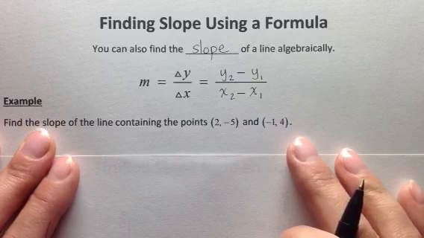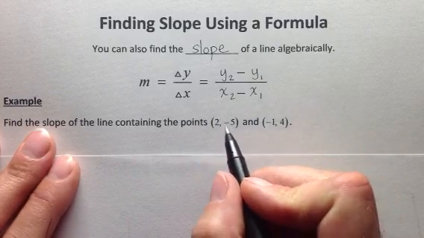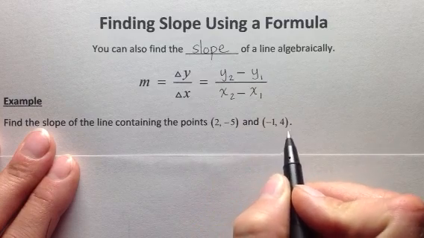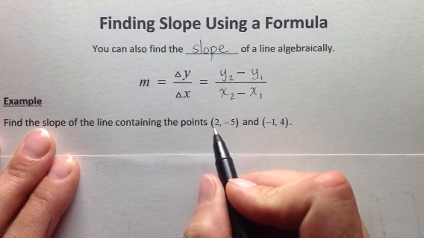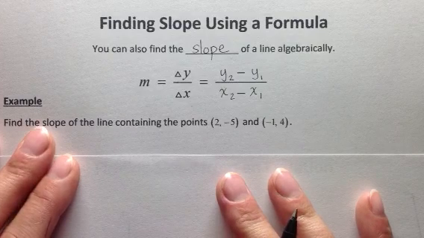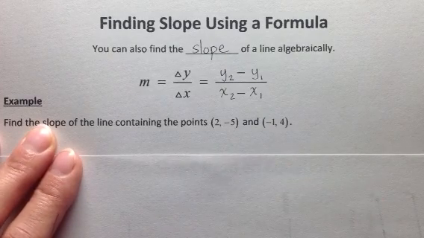Now personally, I actually do it the opposite way. I call this my point 1 and this my point 2, and I do y1 minus y2 and x1 minus x2. It doesn't matter which way you go as long as you're consistent. I might actually go ahead and show you both ways.